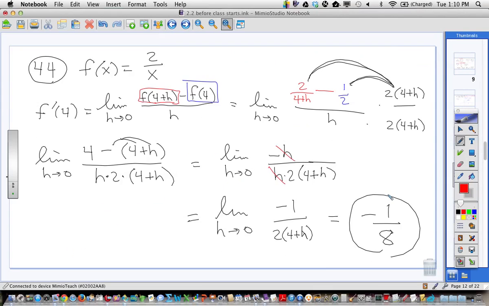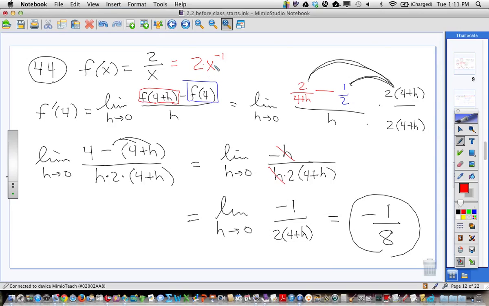Think about what we could have done back here. Think about what we could have done with this one. What's another way to write 2 over x? 2 times x to the negative 1. Would the power rule apply here? Does this have x raised to a power? Yes, it does. Now it's got a 2 sitting out in front. What do we do with that? Well, we're going to talk about that in a minute. For right now, we're just going to leave it there.